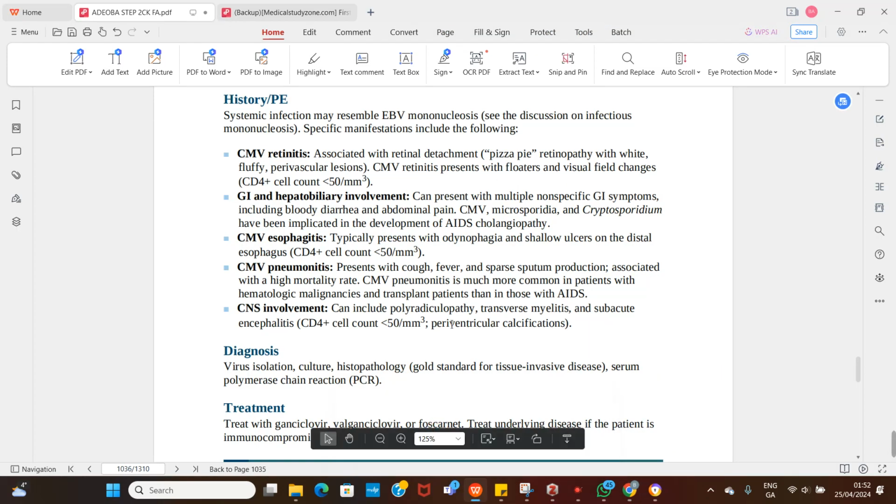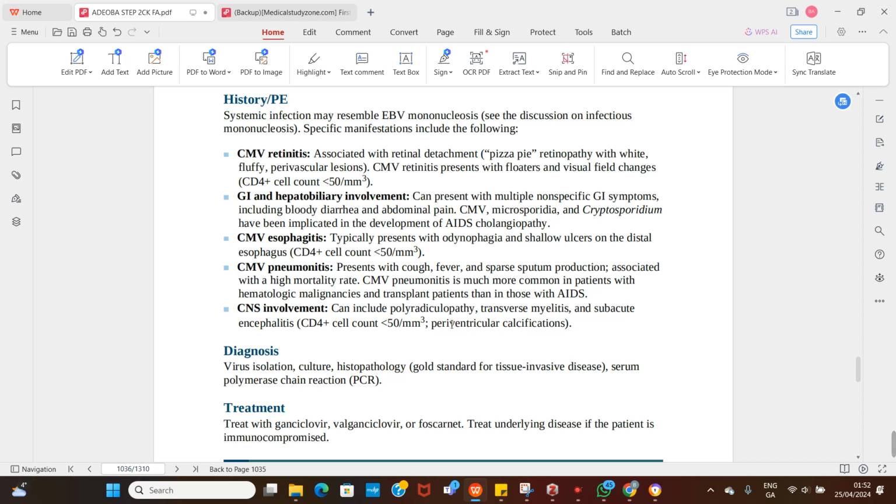Then GI and hepatobiliary involvement. This GI involvement is very common. Colitis, particularly, can cause colon inflammation. So what you just need to look out for is bloody diarrhea. So you see somebody that's having background immunosuppression, transplantation history, and the person having bloody diarrhea, think about CMV colitis. It's a very straightforward differential. Just think about CMV colitis straight up. Bloody diarrhea, abdominal pain, someone that's having background immunosuppression or history of transplantation.